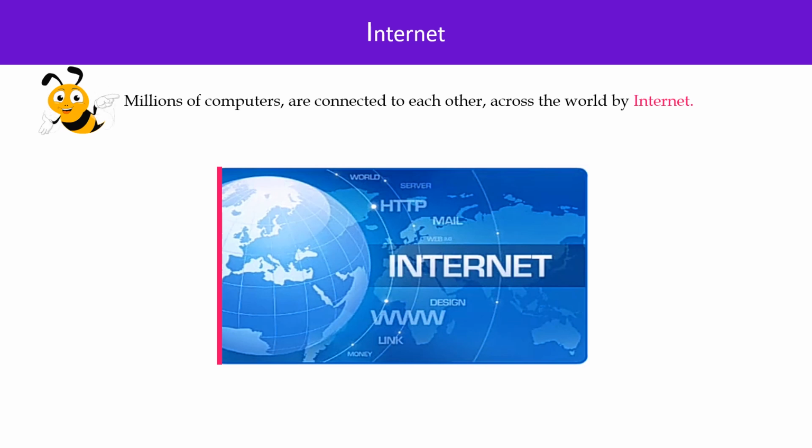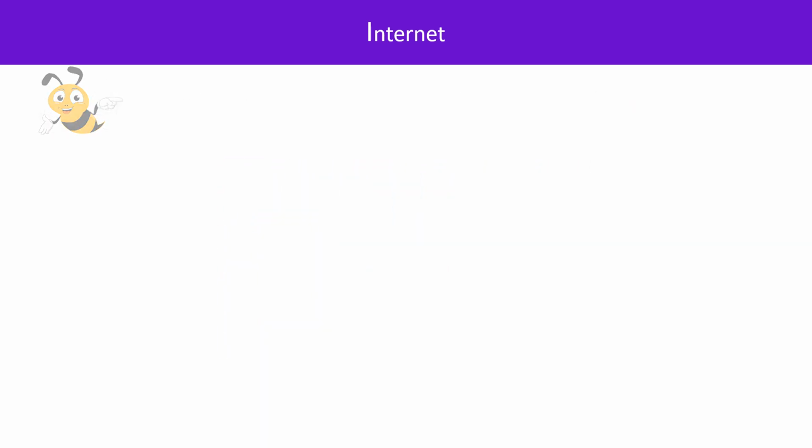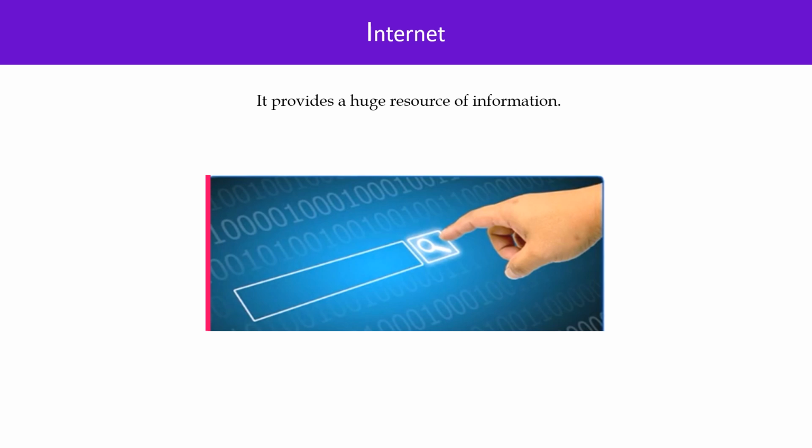Millions of computers are connected to each other across the world by internet. Internet provides a huge resource of information. An online resource is the material you find online. It can be online newspapers, magazines, ebooks, e-dictionaries, or even encyclopedias, to name a few.